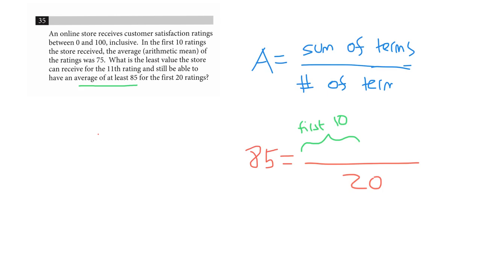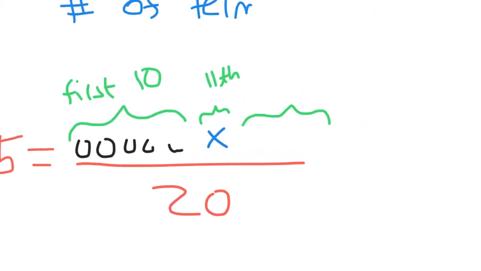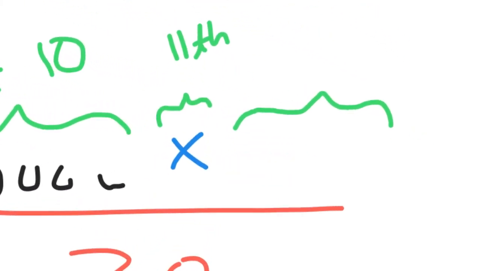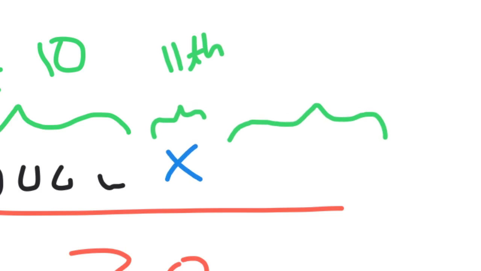So imagine, I'll even draw these little circles. Don't take these too seriously. These are not zeros. These are just the ratings. There's 10 of them. And then there's the 11th one, right? We're going to call that X. That's the 11th rating. And then you have the remaining 9 ratings over here, right? And I'm going to blow this up and call them the remaining 9.